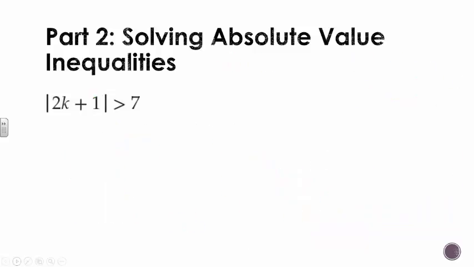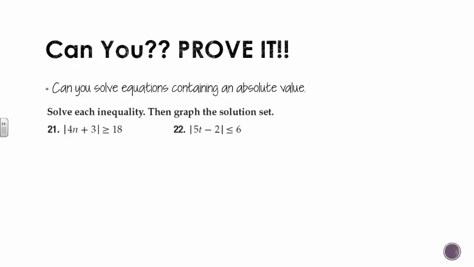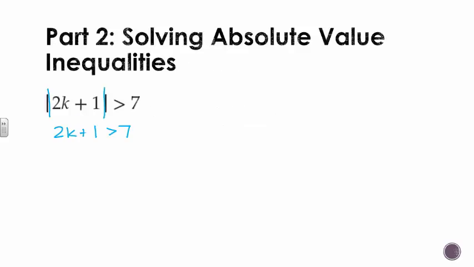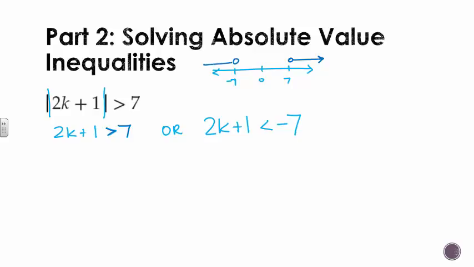Let's try another one. I want this stuff's distance to be greater than 7 spaces away from 0. So that means that this stuff could be greater than 7. Or this stuff could be less than -7. So stop and make sure that makes sense in your head. So you are at 0, you have 7 and -7. Either this stuff is here, greater than 7, or it's over here, less than -7.